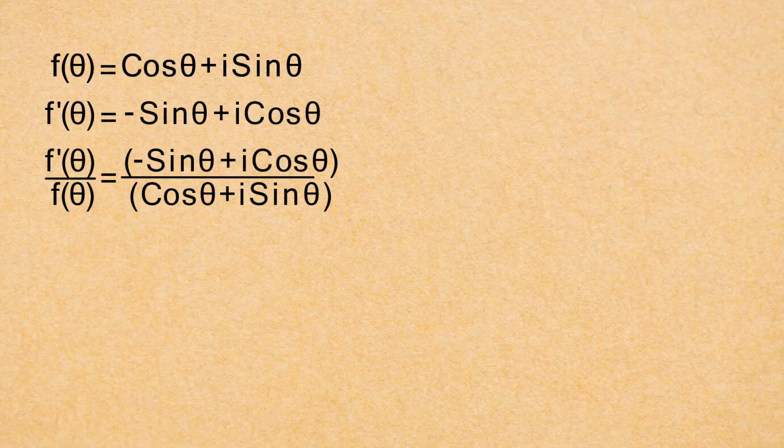I'm going to write a fraction on the left where the numerator is f prime of theta, and the denominator is f of theta. There we are, there's the fraction. And then on the other side, I'm going to write it out as the 2 formulas. So we have minus sine theta plus i cos theta, and underneath we have cos theta plus i sine theta. Now, what we've got on the right is a mess. It's one complex number divided by another complex number, and we don't like that.